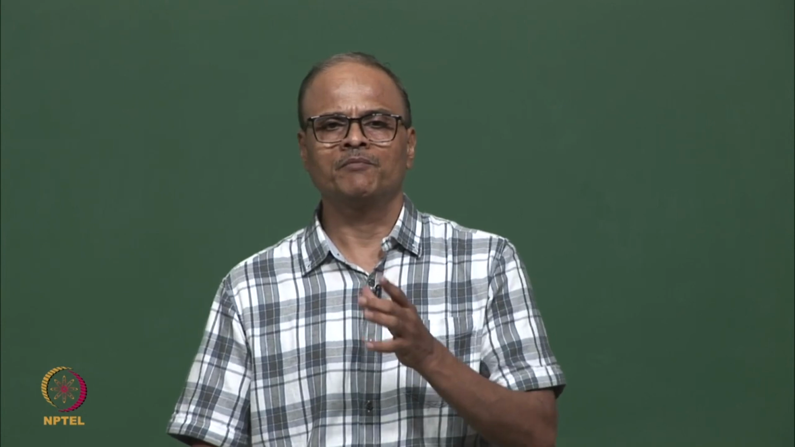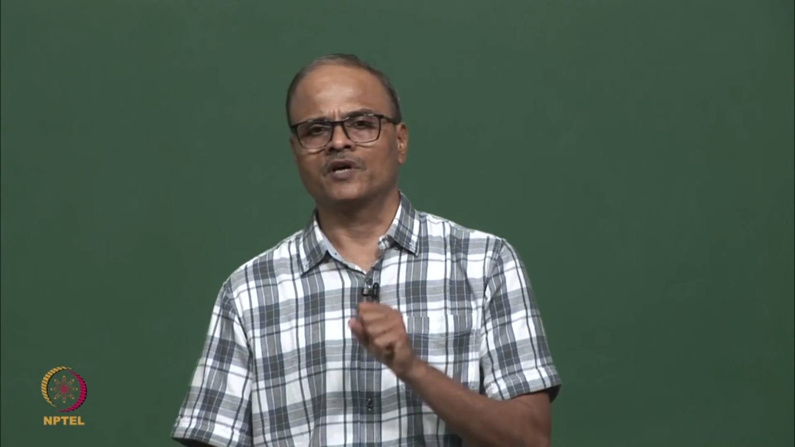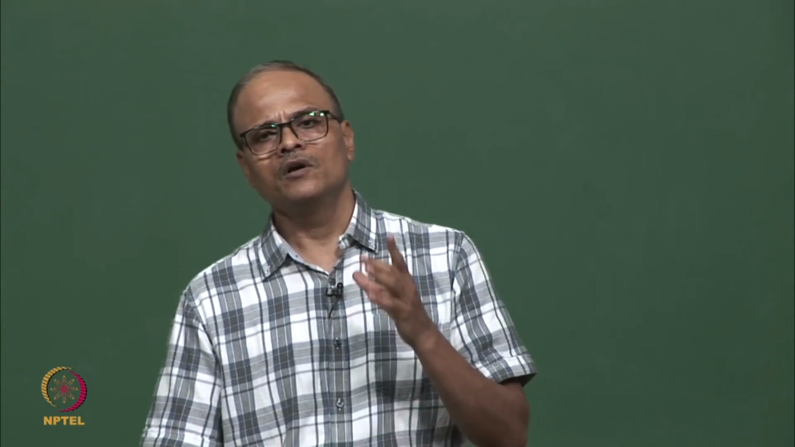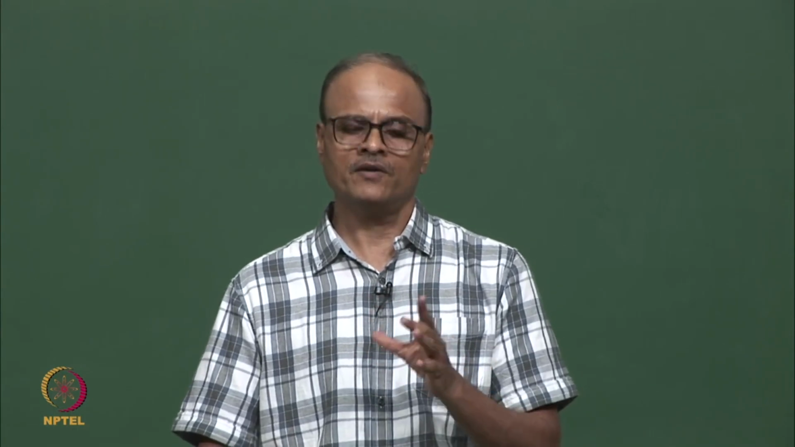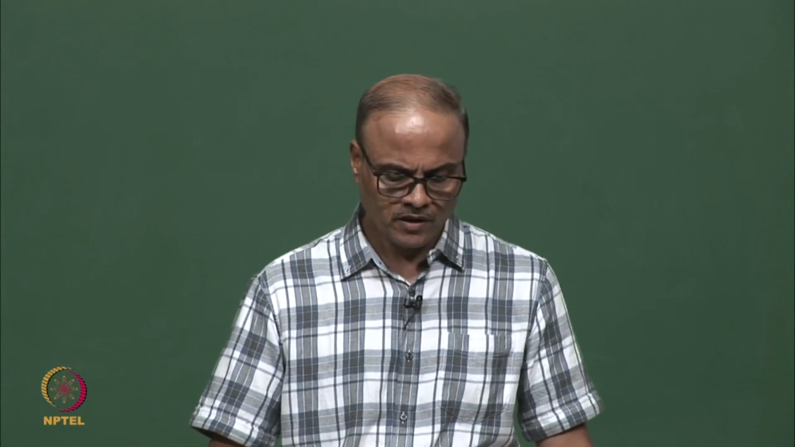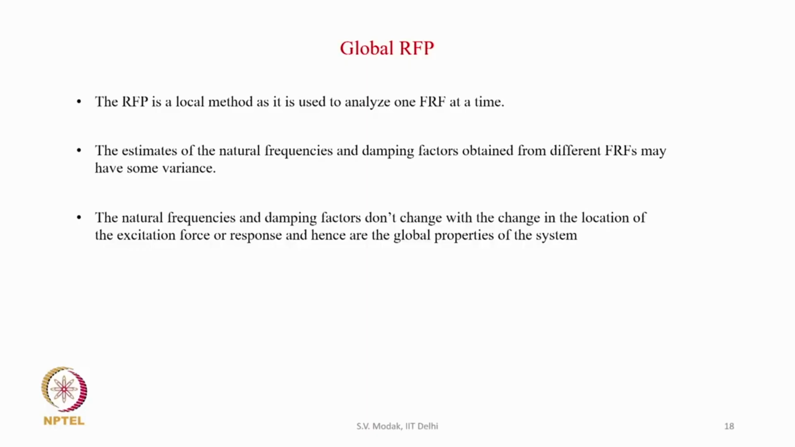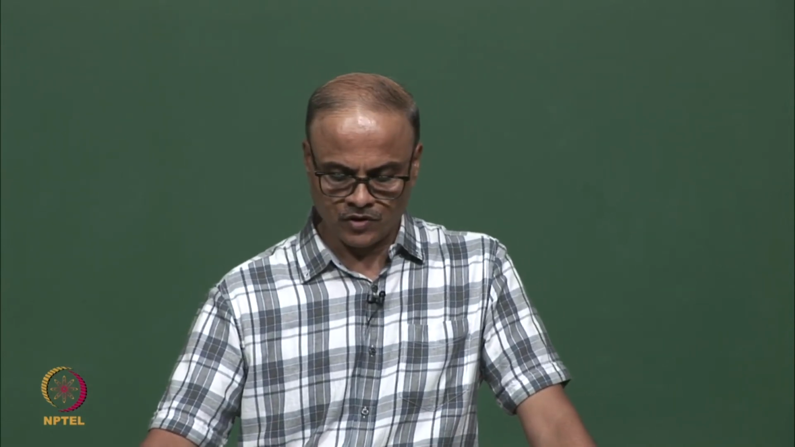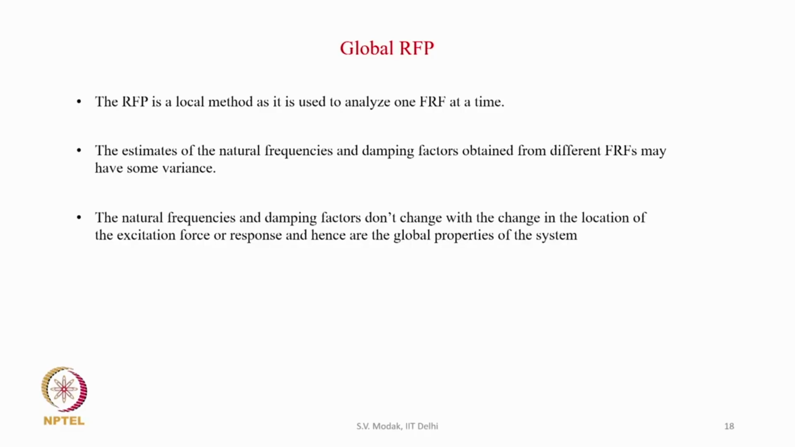And for that, what has been proposed is to analyze all the FRFs simultaneously in order to obtain these properties. Such an approach to curve fitting is called the global approach, and the version of the RFP which analyzes all the FRFs simultaneously is referred to as global RFP. So, the RFP we studied is a local method as it is used to analyze one FRF at a time. We have talked about the variation of natural frequencies and damping factors which we get from different FRFs, and since they are global properties, global RFP utilizes all the FRFs to estimate them.